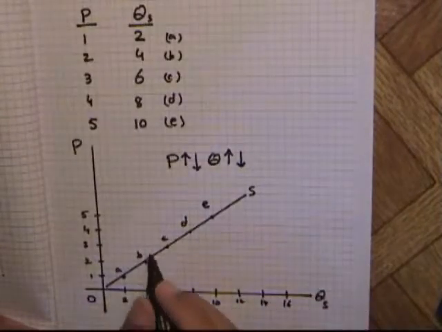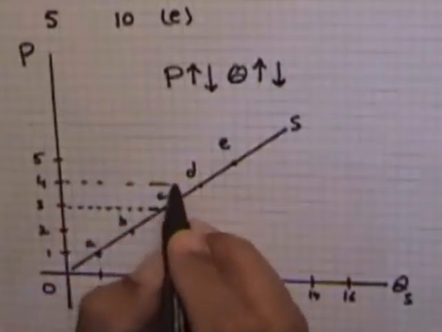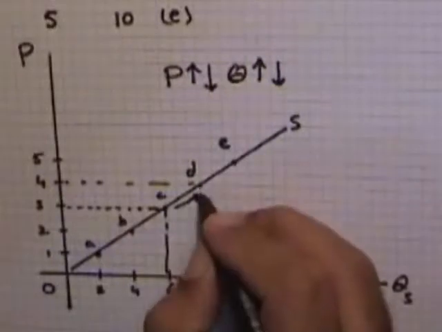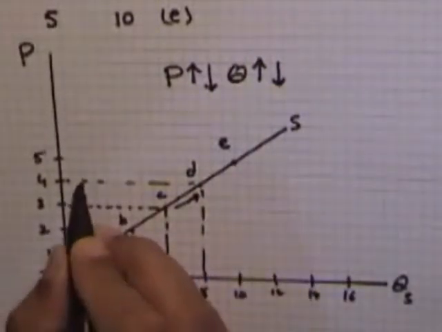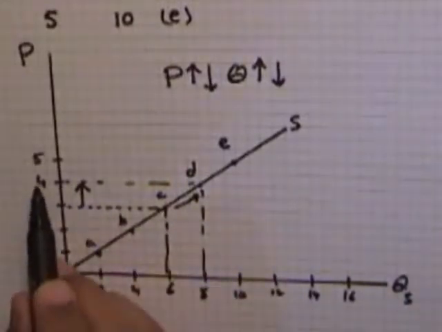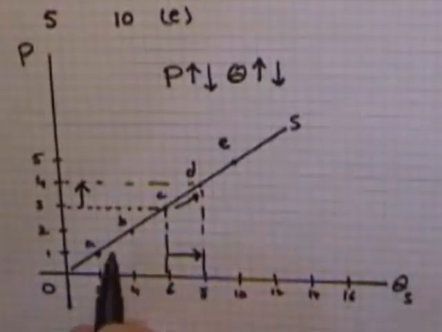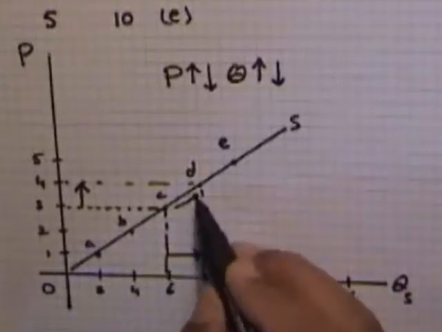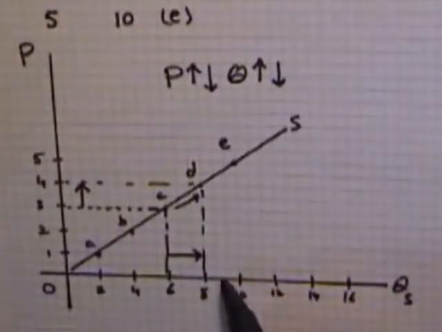And we can see it with the help of two points. For example, if we move from point C to point D, with this movement we notice that at point C the price is 3, but when we move from point C to point D, there is an increase in price level from 3 to 4. Due to this increase in price level, there is a resultant increase in quantity supplied, because at C supply is 6 and at D supply is 8. This is called the law of supply.